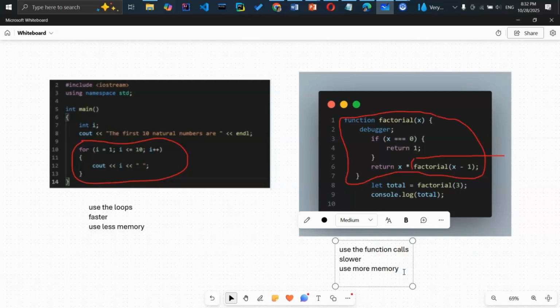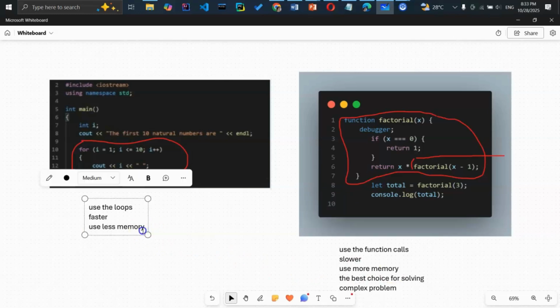And recursion is the best choice for solving complex problems, right? What about iteration? Iteration is the rare choice for solving complex problems, right?